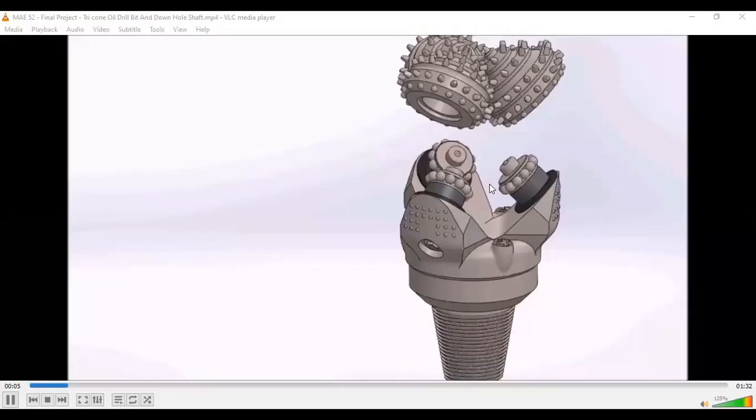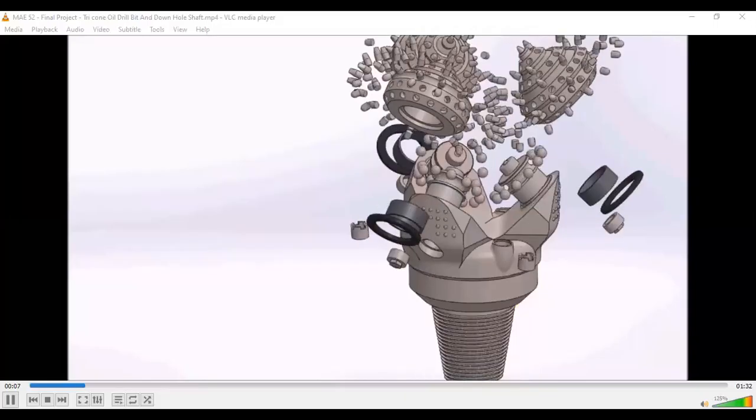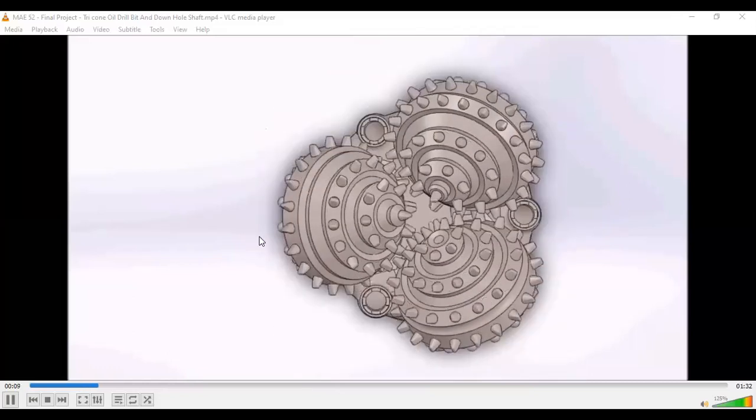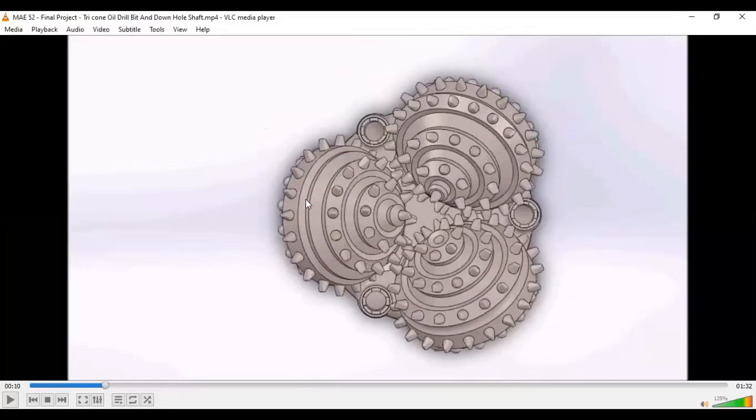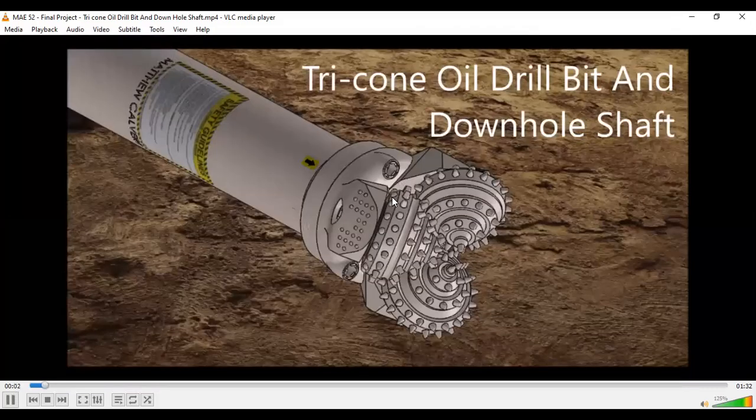What we have here is a Tricone oil drill bit and downhole shaft. This is used to create a cylindrical hole in the earth. Now let's look at the construction of the bit. As I said, there are three parts that we look at when we evaluate the bit: teeth, bearing, and the diameter.